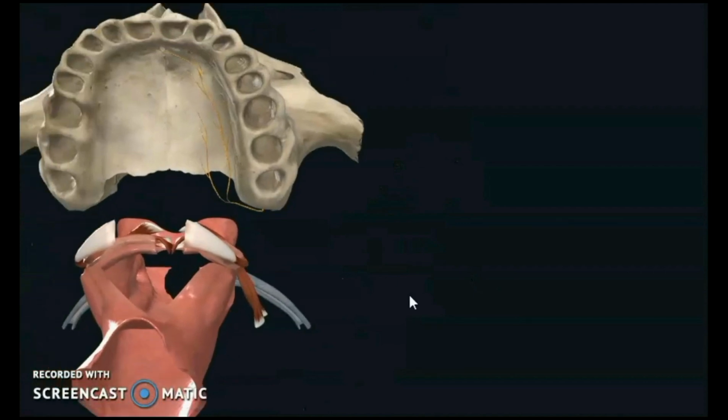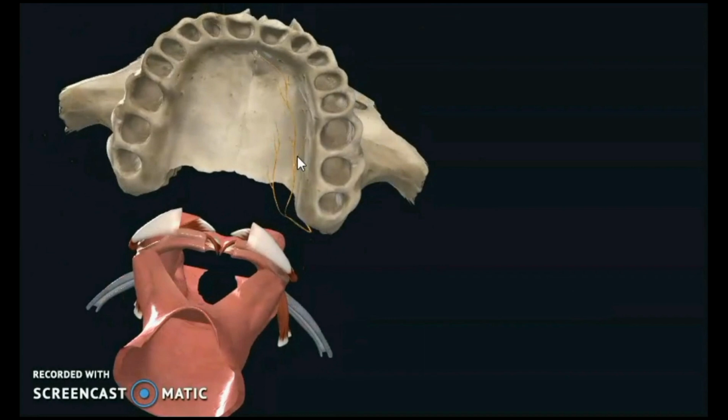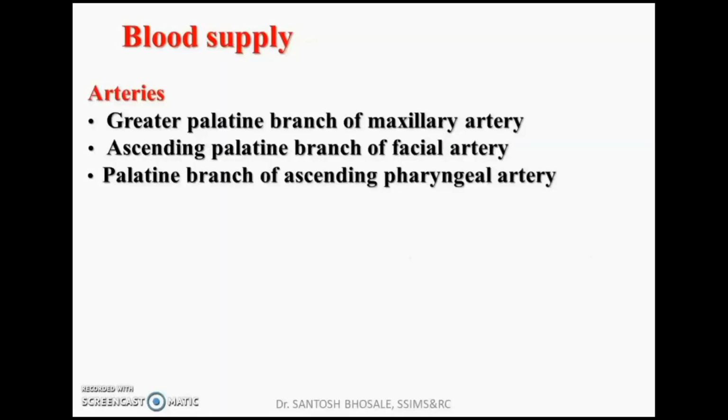You can see there the greater palatine nerve supplying both the soft palate and hard palate by coming through the greater palatine foramen there. So the greater palatine nerve and lesser palatine nerves are branches of the pterygopalatine ganglion.